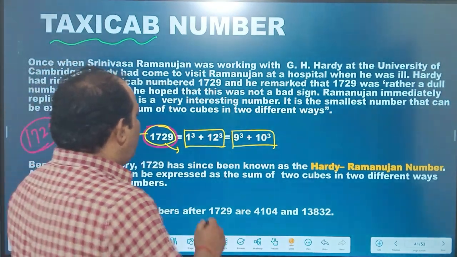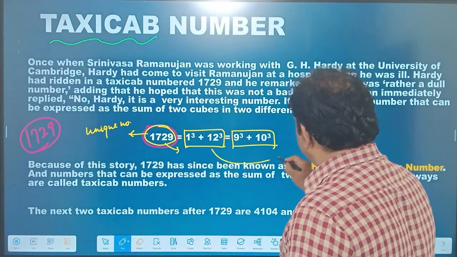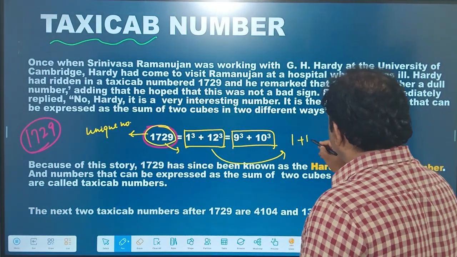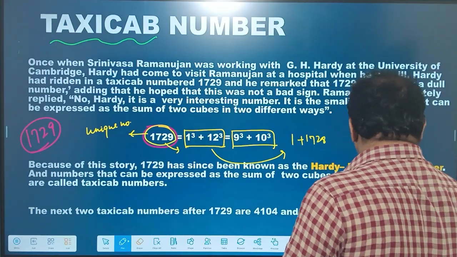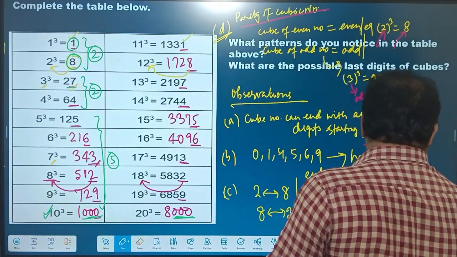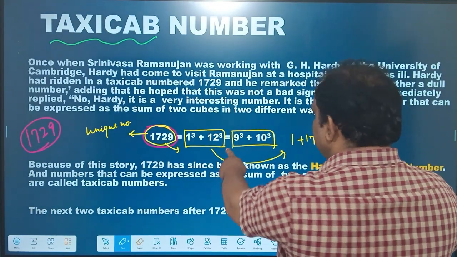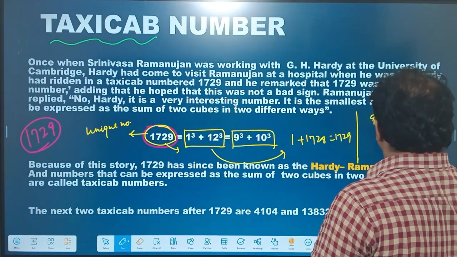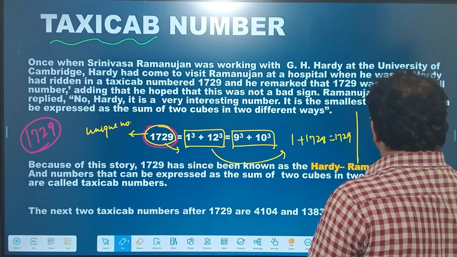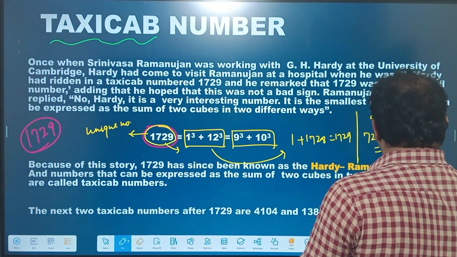You can see here 1729. 1 ka cube is what? If we see this one, 1 ka cube is 1 plus 12 ka cube is 1728. We have seen this. See, 1728. Correct. Now this has become 1729. Secondly, he also said it can be expressed as 9 ka cube plus 10 ka cube. 10 ka cube is 1000 and 9 ka cube is, I think, 729. So it will add up to 1729.